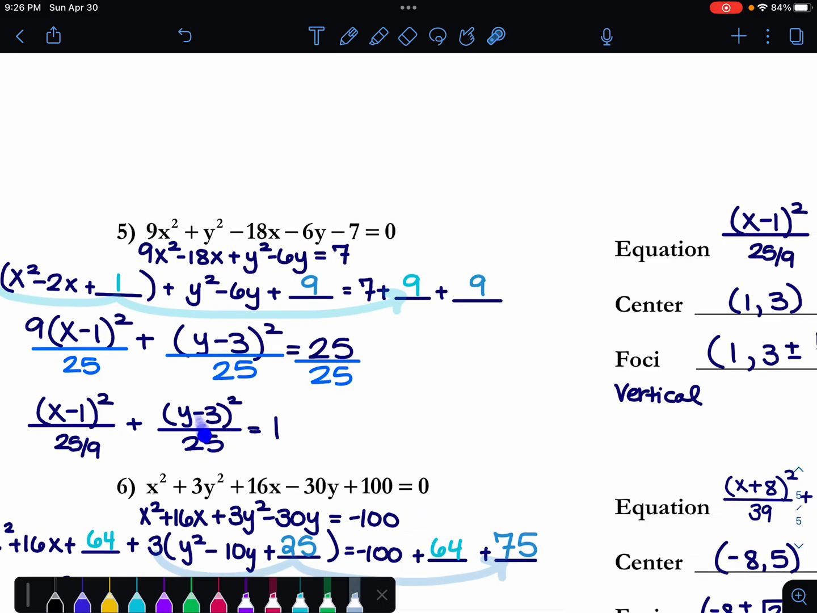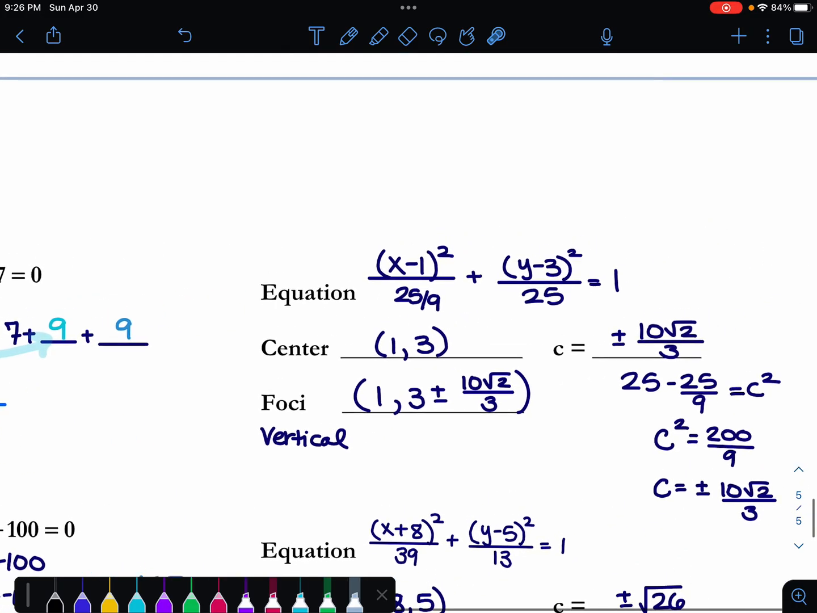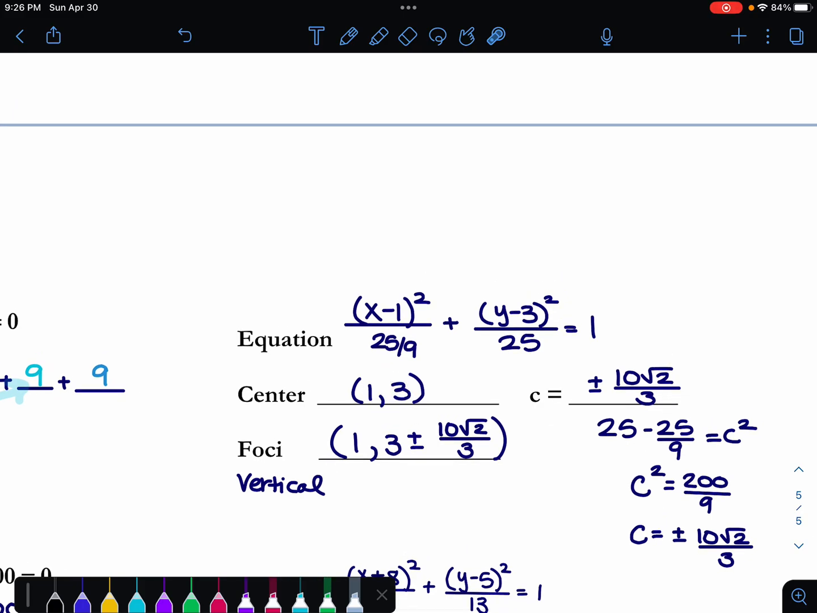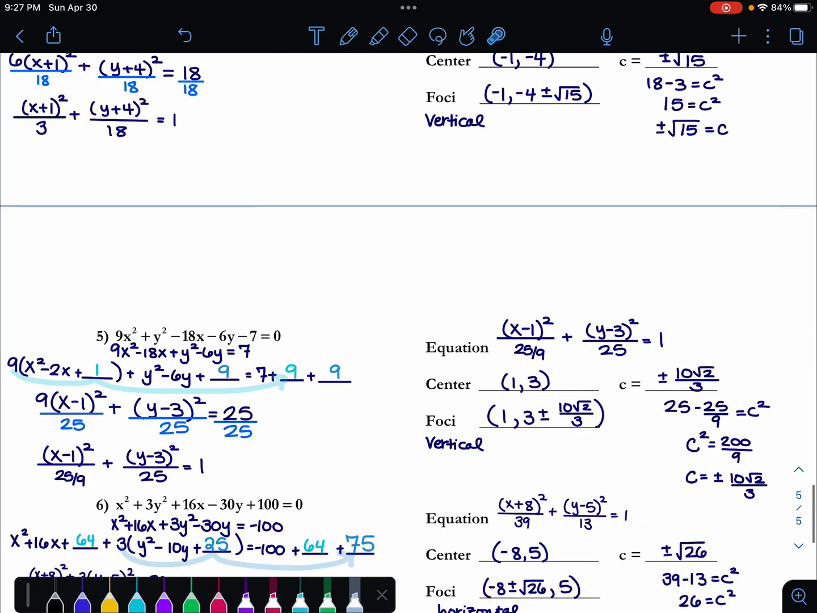So then from here, 25 is the larger denominator. So this is a vertical ellipse with a center at 1, 3. So we have our center at 1, 3. We can do a squared minus b squared equals c squared and get this value for our c. And because it's vertical, we're going to be moving vertically to get to our foci. So it's that y value that will change. So we just take the center as is and we just add and subtract the c value to get the foci location. And we answer the question.